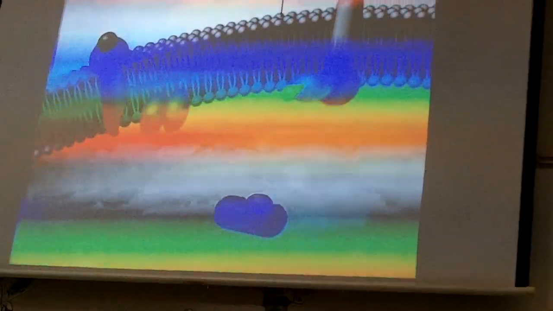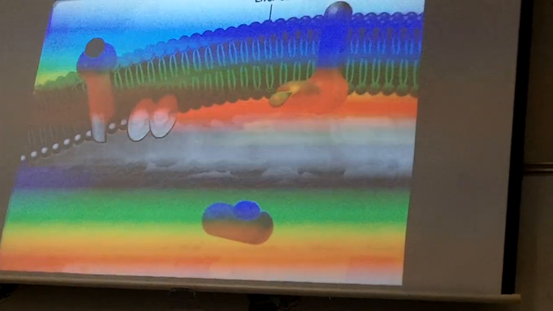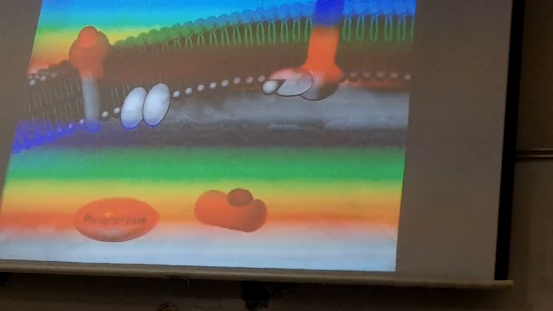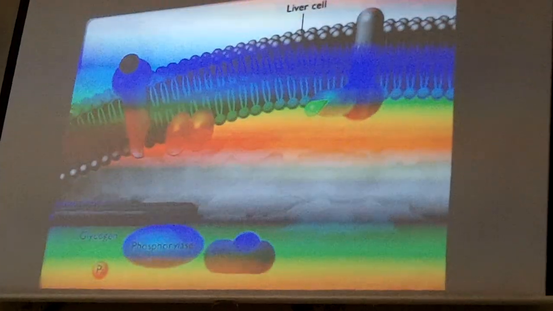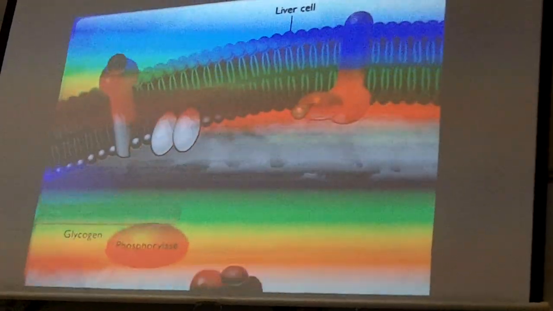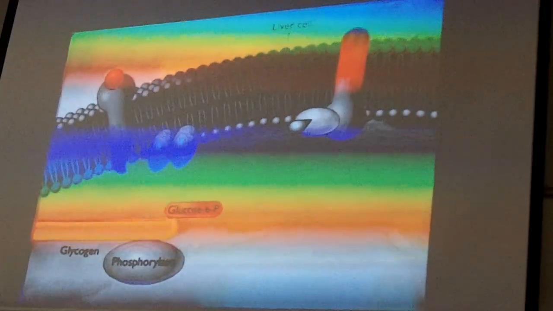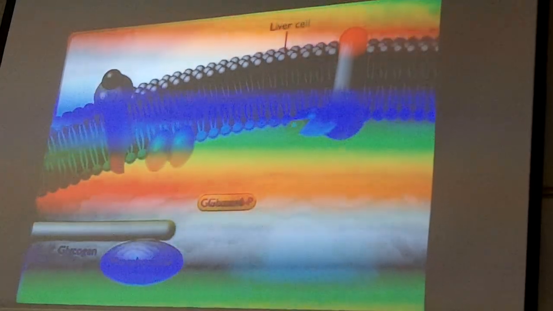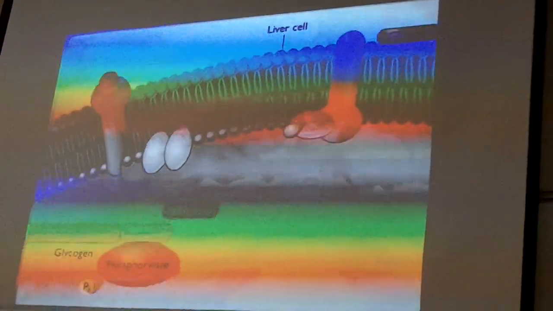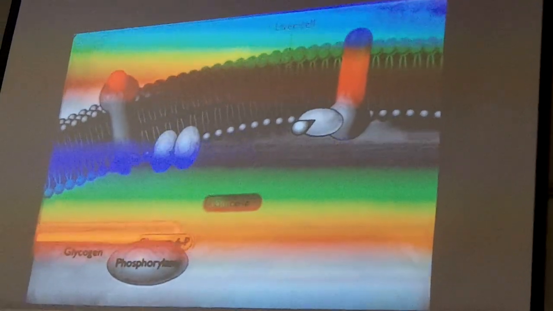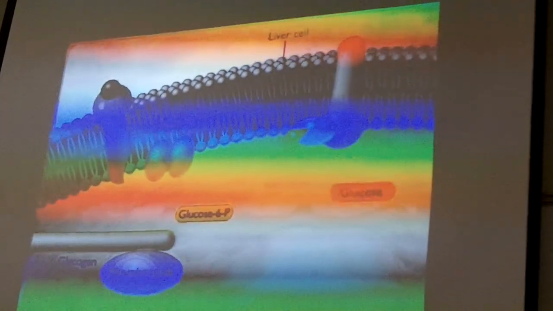In liver cells, protein kinase A phosphorylates and thereby activates another enzyme called phosphorylase, which converts glycogen into glucose 6-phosphate. The glucose 6-phosphate is then converted to glucose. Through this multi-step mechanism, epinephrine causes the liver to secrete glucose into the blood during the fight or flight reaction.